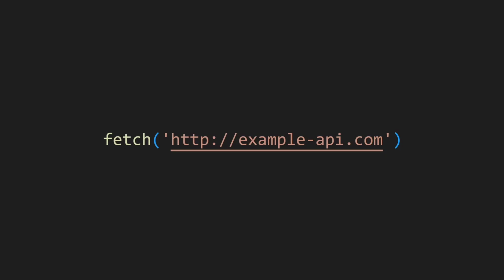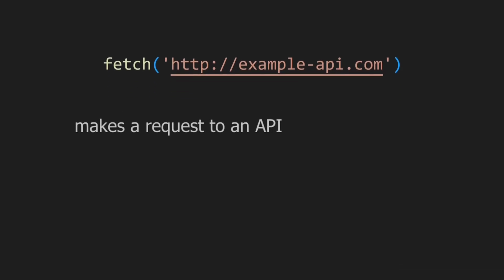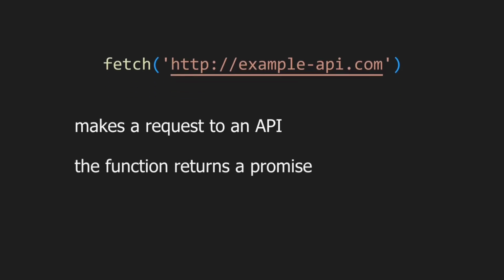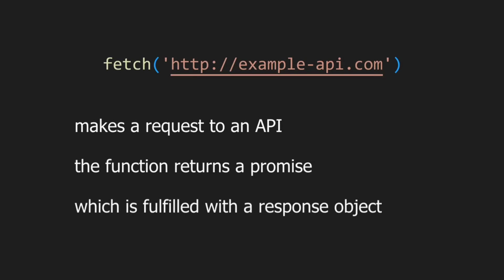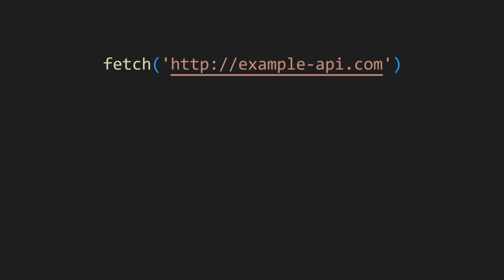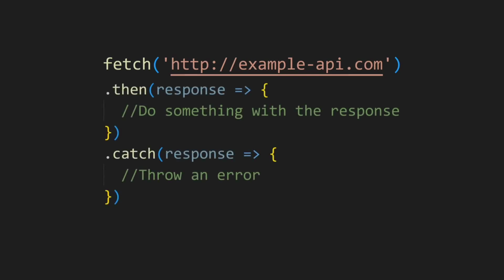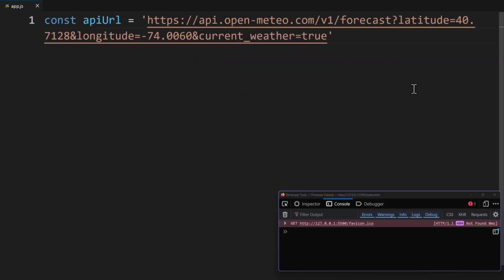You can imagine whenever we do an asynchronous operation, like calling fetch, then something very similar will happen behind the scenes. This fetch call will make a request to an API. The function returns a promise, which is fulfilled with a response object representing the server's response. So, on that promise, we can do the same thing as before. We use then and catch to do something if it was successful or not. Let's see how that works in practice.